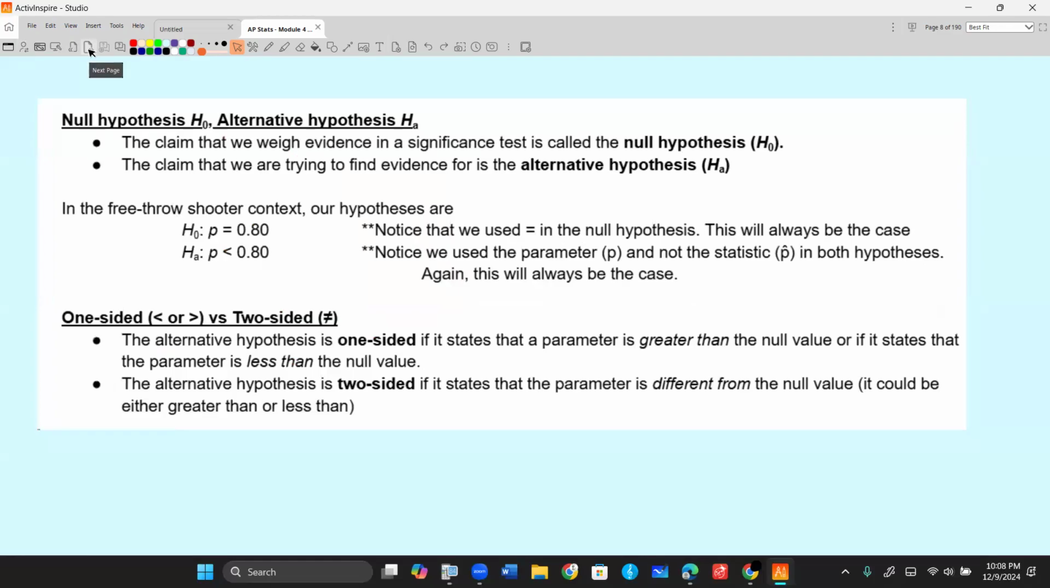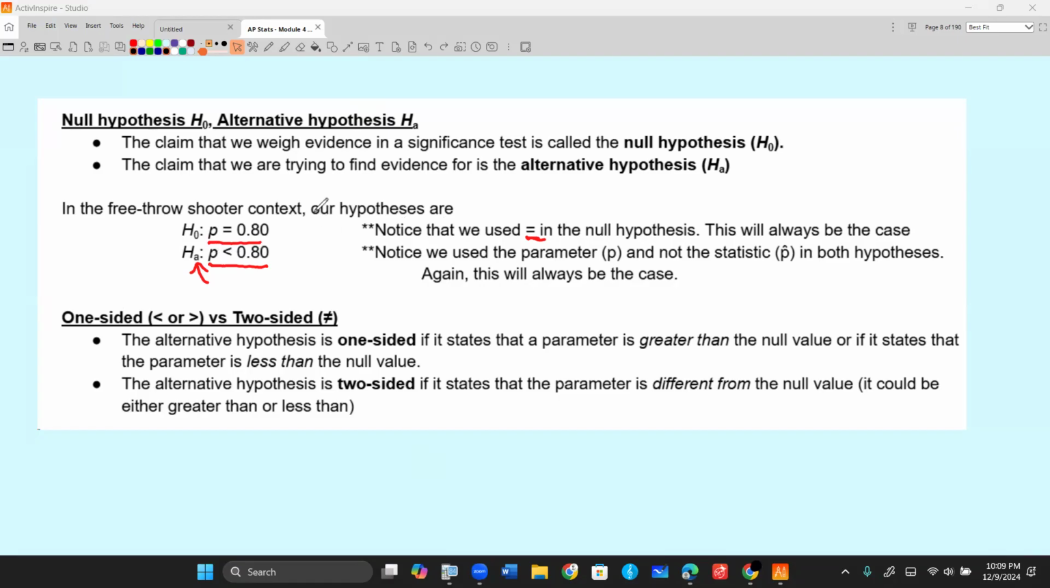So in a significance test, we have something called a null hypothesis. The null hypothesis is kind of like the no change hypothesis. We're always going to use equal. Okay, so in this case here, that person tells me the claim that they are an 80% free throw shooter. I'm trying to test against that claim. So I'm trying to find an alternative hypothesis. And in this case, I want to go less than 80% since that sample that he took was only 64%.